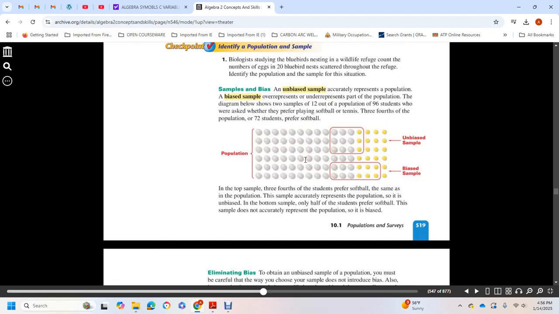Samples and bias. An unbiased sample accurately represents the population. A biased sample overrepresents or underrepresents a part of the population.